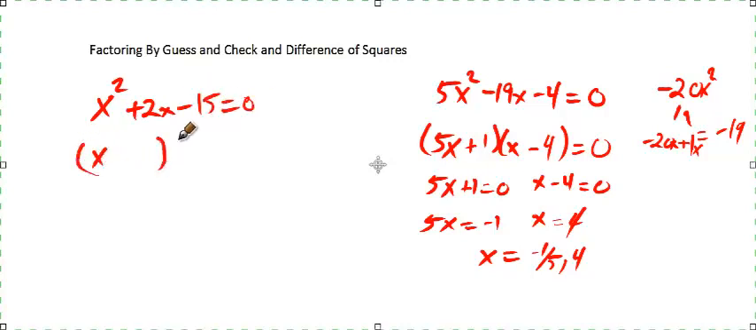Let's break it up, x and x, no other options. 15, probably 3 and 5. I want to get to positive 2, so make the 5 positive, the 3 negative. Everything seems to check out. I get a positive 5 minus 3, which gives me a positive 2. Negative 3 times a positive 5, that's going to be negative 15. Alright, so I'm equal to 0, and I'm hoping you can see why this should be 3 and negative 5.